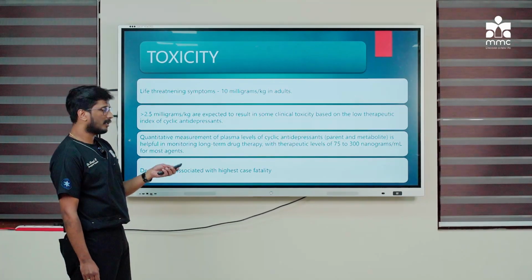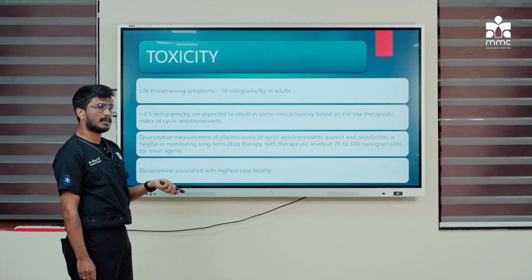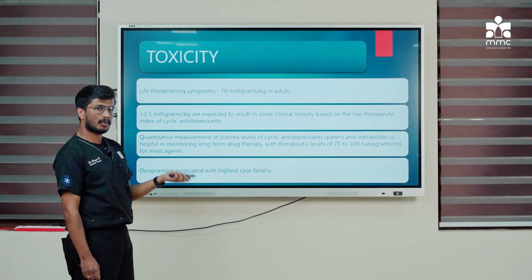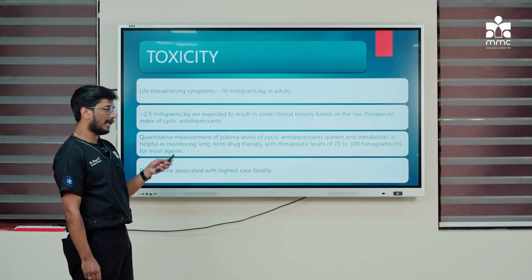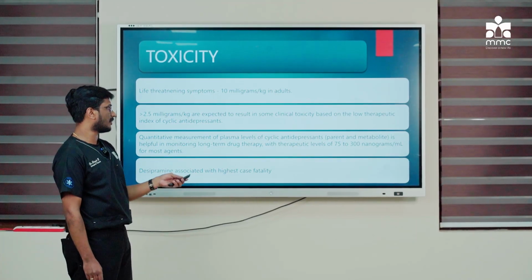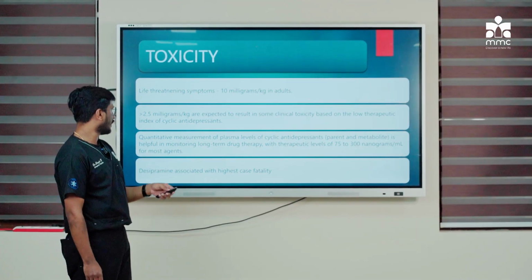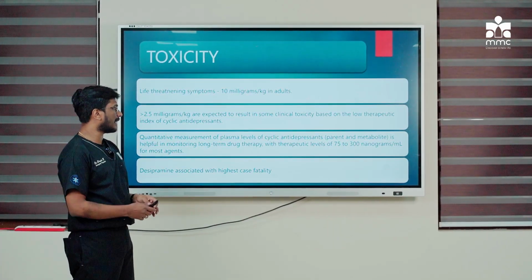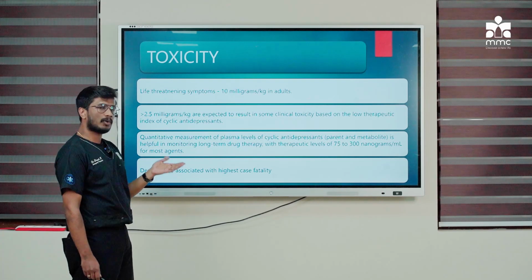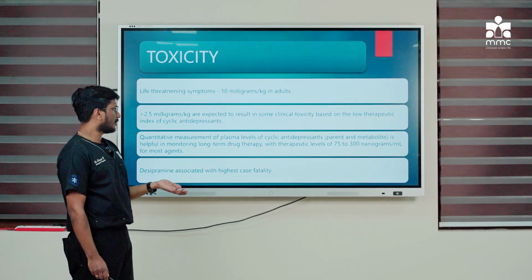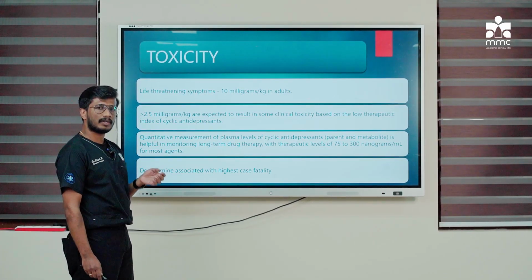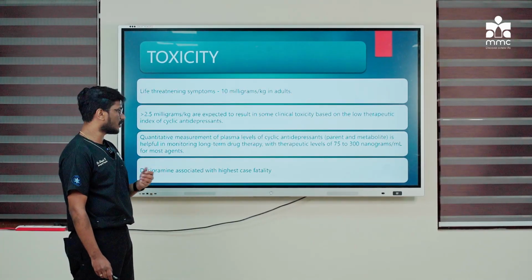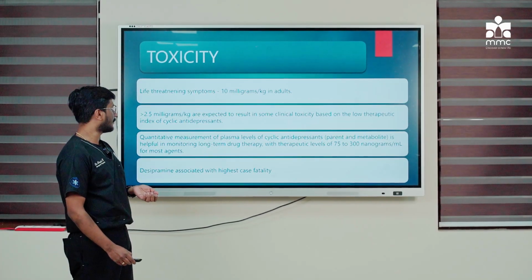Regarding the toxicity, life-threatening symptoms will occur if a person has taken more than 10 mg per kg in adults. If someone has taken more than 2.5 mg per kg, some clinical toxicity is expected, based on the low therapeutic index of cyclic antidepressants. Quantitative measurement of plasma levels is helpful in monitoring long-term drug therapy, with therapeutic levels of 75 to 300 nanograms per ml for most agents. Desipramine is associated with high case fatality.